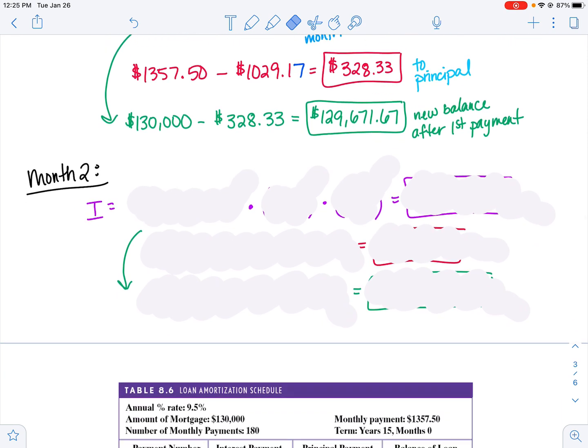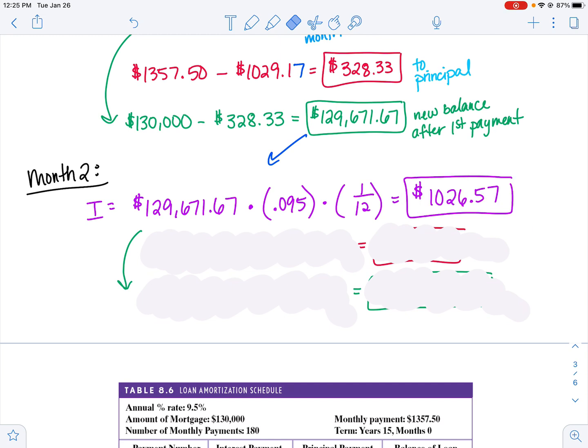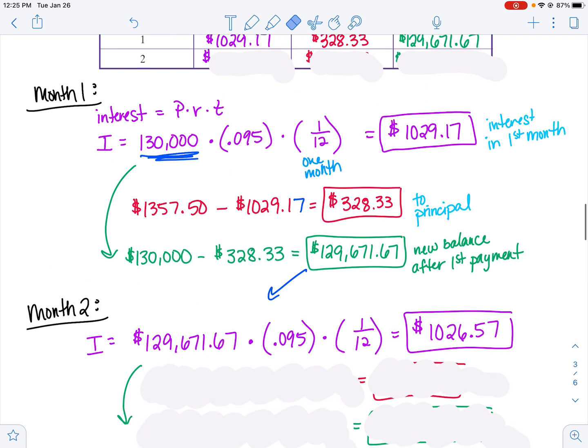All right, here we go. Let's figure out the interest. Our new loan amount, remember, was the $129,671 that we now owe after making our first payment. Our interest rate is still the same. It's the 9.5% or 0.095 as a decimal. And how long are we going to be charged interest on this exact amount? Remember, it's only for 1 month, so 1/12 of the year, because we're only charged interest on this same exact amount for only the 1 month because I'm going to make a payment and then my balance is going to change. That means when I send in my second payment, $1,026.57 is now going to interest.